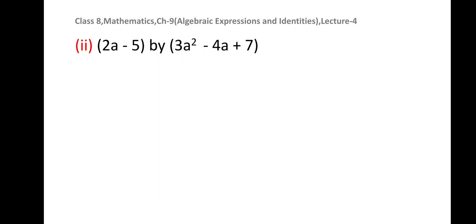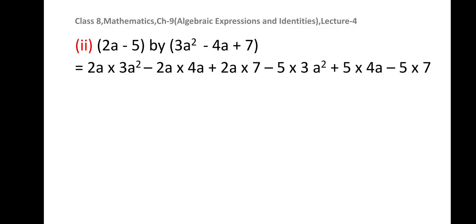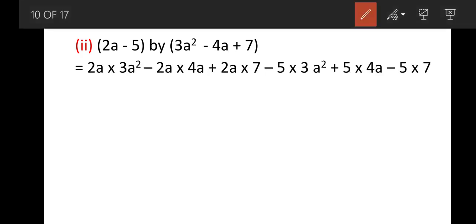Now looking at the second example, it is 2A minus 5. You are supposed to multiply this 2A minus 5 by 3A square minus 4A plus 7, which is a trinomial, and the first expression is a binomial having 2 terms. So how have you done it? Let us see the steps. Again, this 2A is to be multiplied by every term of this expression, and 5 is again to be multiplied by every term of this expression. This is what I have written here.